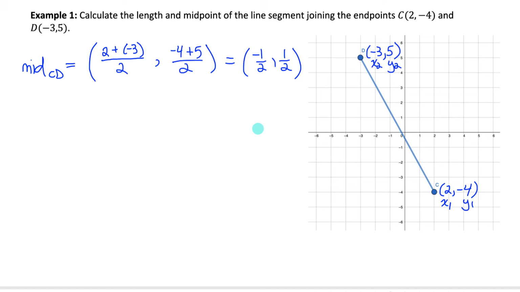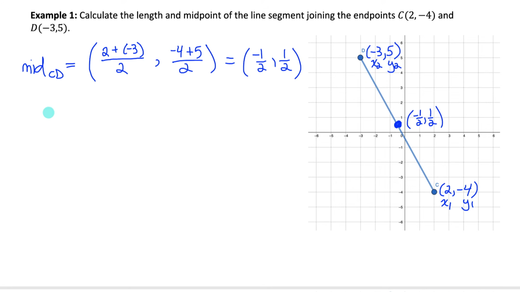If I were to plot that point, if I were to move to (-1/2, 1/2), I would notice that that point is on the line segment, and that looks like it's right in the middle of the line segment. That's my midpoint. It's at (-1/2, 1/2).